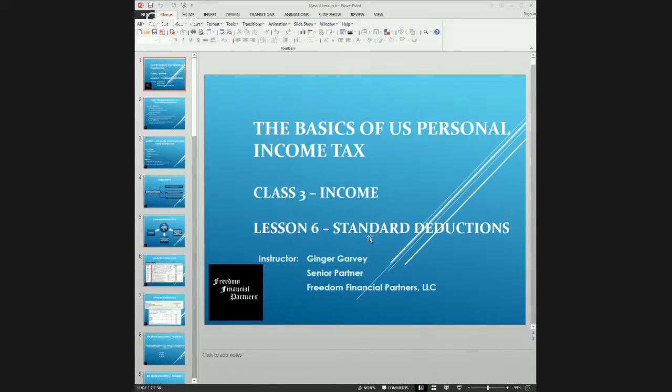So if you have the option of a standard or an itemized deduction, you would want to calculate both and use whichever one is most advantageous. The standard deduction is based on your filing status, whether you're age 65 or older, if you happen to be blind, and whether you can be claimed as a dependent on another taxpayer's return.